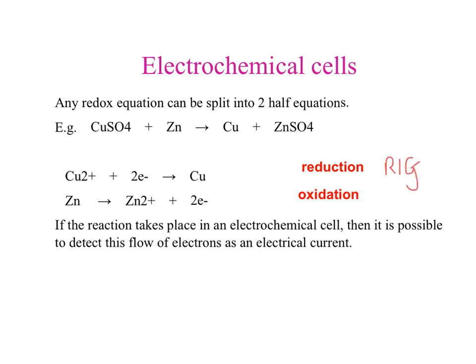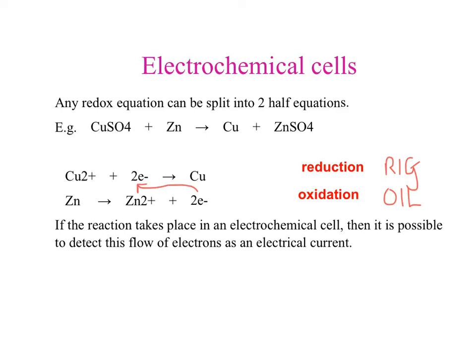And I'm remembering OIL RIG to keep me right as to whether reduction or oxidation is happening. Now, if we look at the other half equation, the zinc atom is losing electrons to form a zinc ion. And we know from OIL RIG, anywhere where electrons are lost, we've got oxidation happening. Now, if we can take this reaction and put it into an electrochemical cell, we can detect this flow of electrons from the zinc atom to the copper ion as an electrical current.